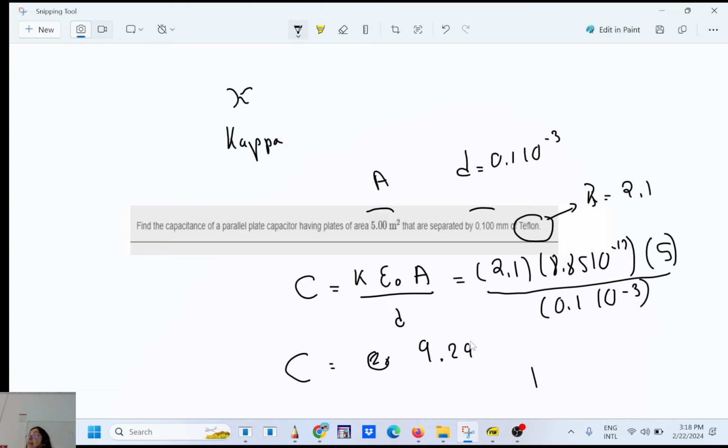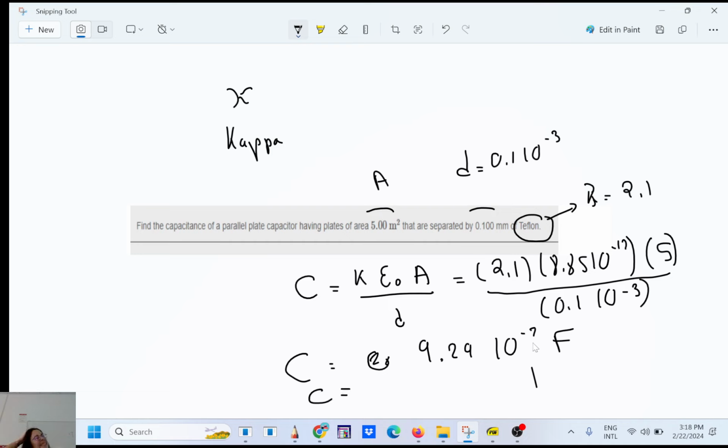9.29 times 10 to the negative 7. What's the unit? Farad. Right? Did you all get that? So if you want to go in micro, let's do micro. What do you get?